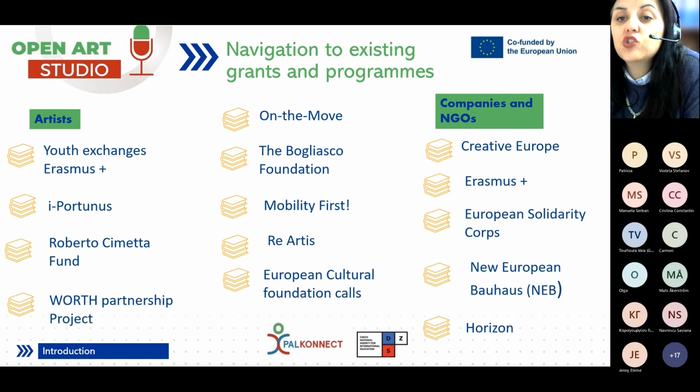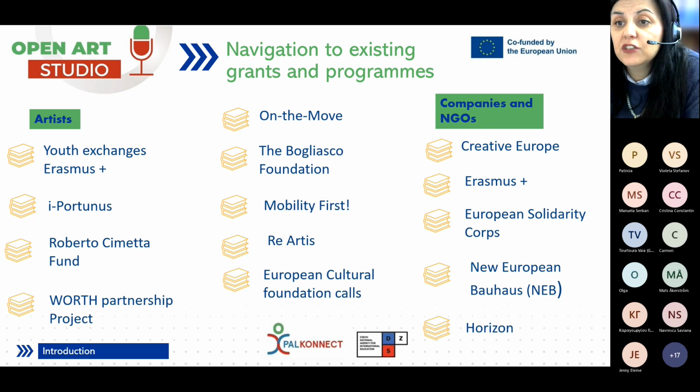So this is a very short navigation to the existing grants and programs. We have split them into two groups: artists, and companies and NGOs. For the artists, the existing grants are Youth Exchanges of the Erasmus Plus program, Iportunus, Roberto Cimetta Fund, World Partnership Project, On the Move, Bogliasco Foundation, Mobility First, Free Artist, and European Cultural Foundation calls. So these nine calls are open for artists who want to participate in a residency or different kinds of small grants that can be awarded directly to experts.